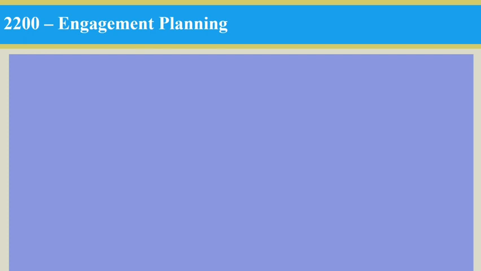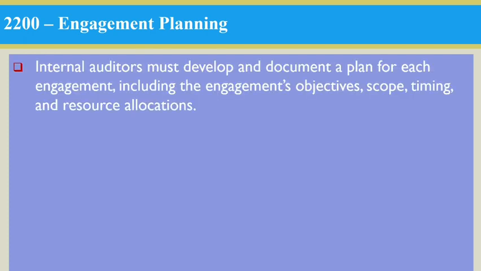Let's start with the first standard today, 2200, engagement planning. Internal auditors must develop and document a plan for each engagement, including the engagement's objectives, scope, timing, and resource allocation. So in the planning phase, you are required to set the objectives of the engagement and the scope of work. And then you have to determine who is going to do what within the time framework.